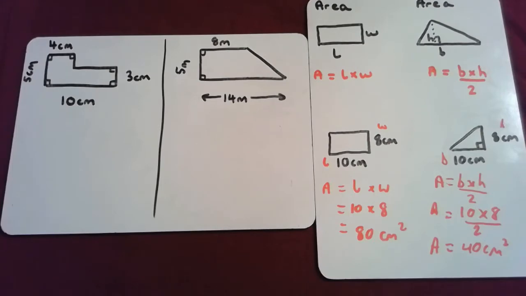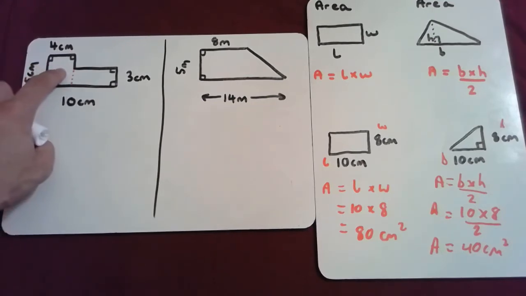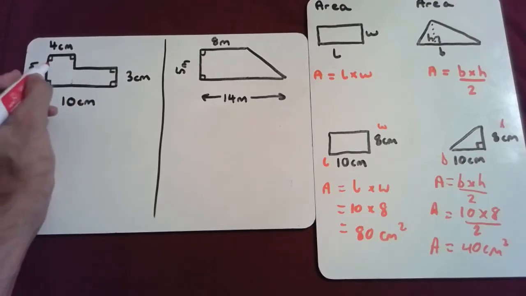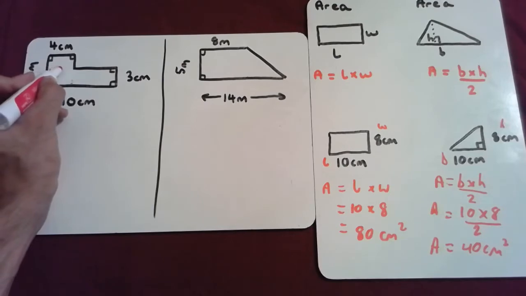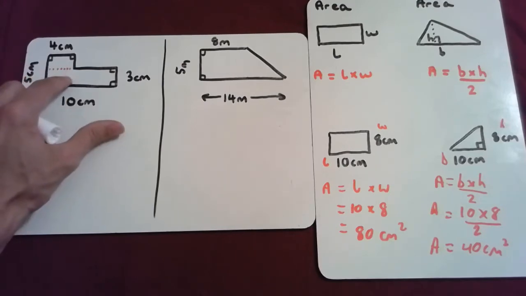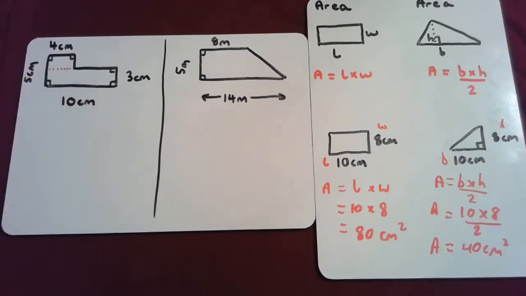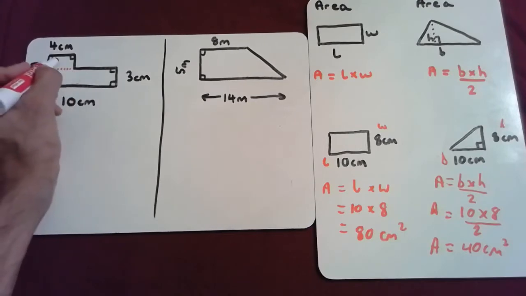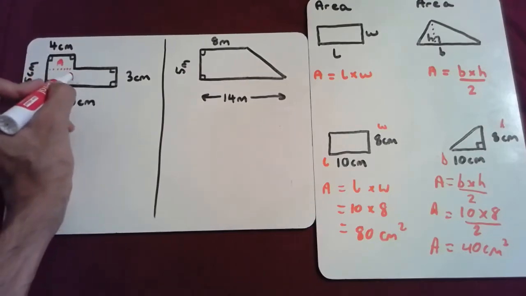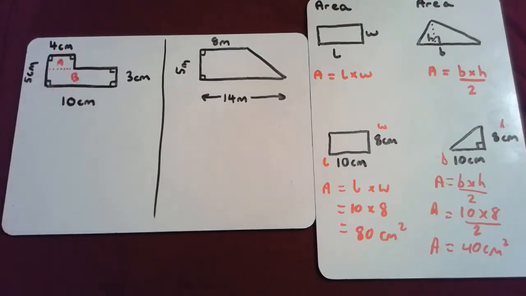What we can see is if I draw a line vertically downwards over here, I can create a rectangle on the left and a rectangle on the right. Now, I also could have instead drawn a line horizontally across this way, and that is also fine. Either method would have been okay. I normally label these different shapes. So we're going to call this top shape, shape A, and this bottom shape, shape B.